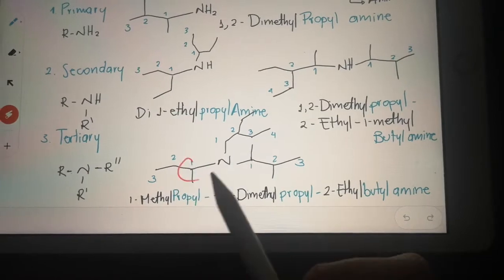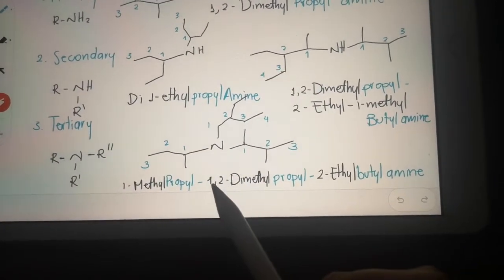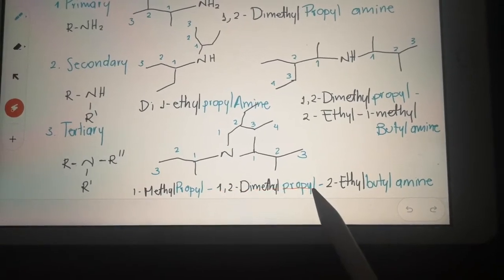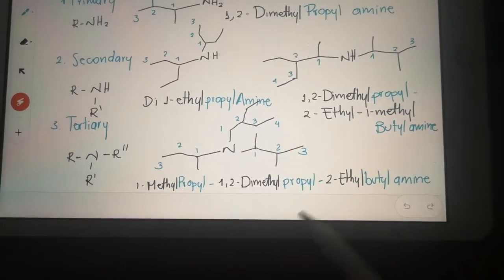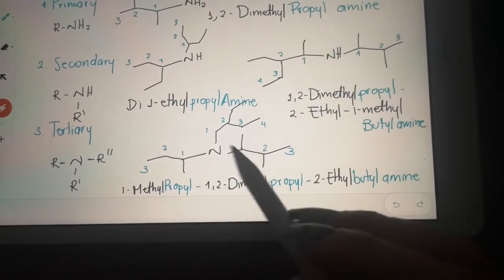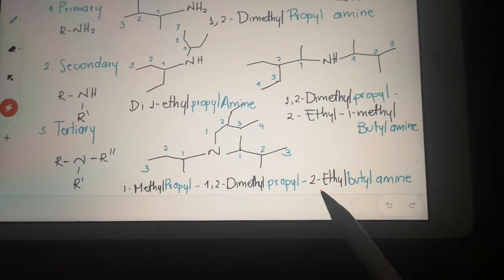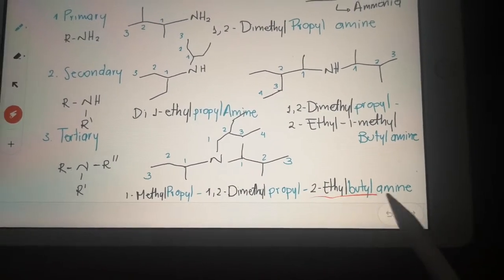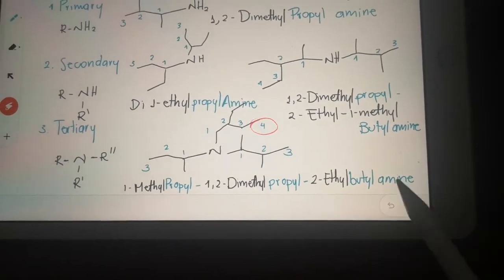So 1-methylpropyl, because it has 3 carbons, 1,2-dimethylpropyl, because it has 3 carbons. And finally, what happened with this? It is the longest one, okay, because of the 4 carbons. So for that reason, it is at the end: 2-ethylbutyl, because it has 4 carbons, amine.